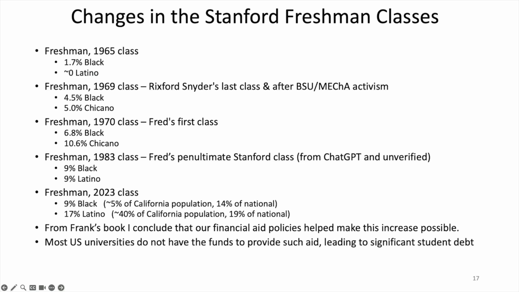I think that the '83 class was 9% Black and 9% Latino. I don't trust that number. I got it from ChatGPT. But where are we now? Which is important. The class is now 9% Black and 17% Latino.